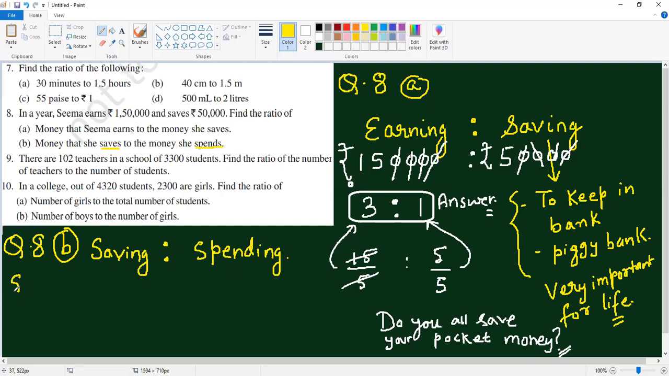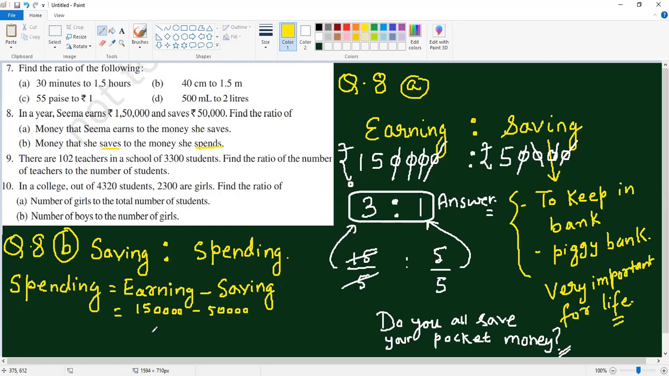Spending is equal to earning minus saving. जितना save किया उसको हटा देंगे तो बाकी निकल जाएगा कितना spend किया. So this will be equal to how much? This will be equal to 1,50,000 minus 50,000. This will be equal to 1,00,000 rupees.